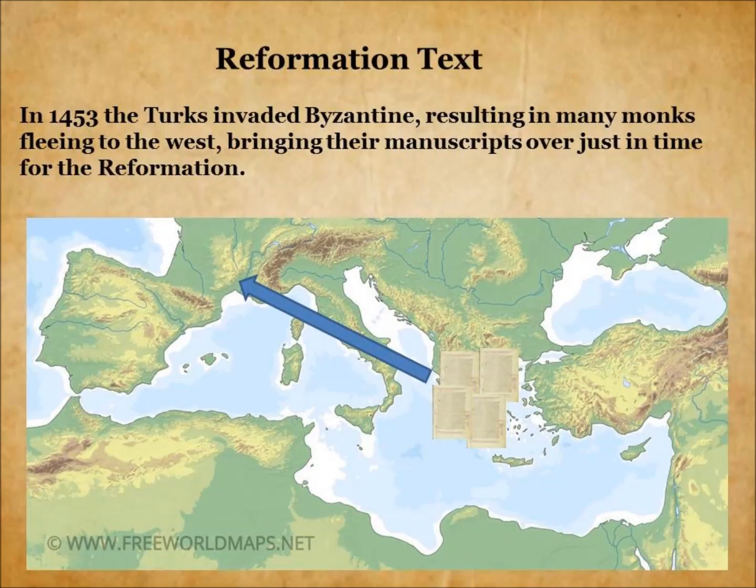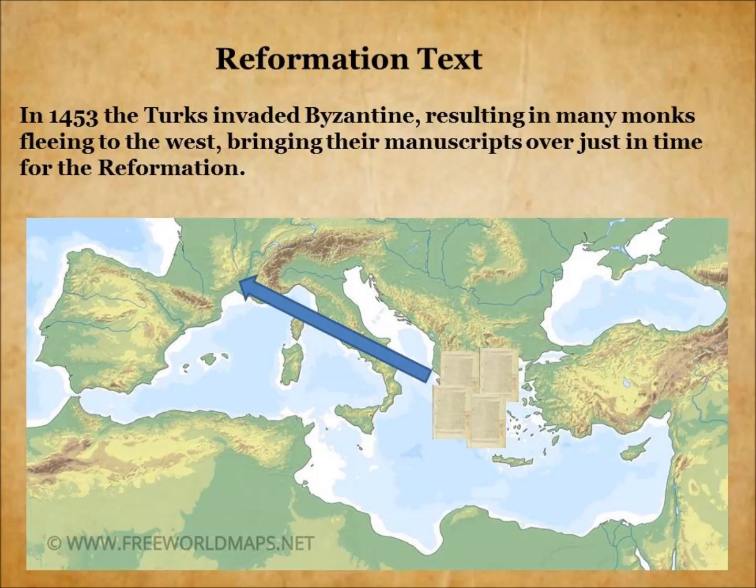The Reformation text was largely Byzantine in flavor, and why is that? In 1454, the Turks invaded Byzantium, resulting in many monks fleeing to the west, bringing their manuscripts over just in time for the Reformation. And this is important to understand because, once again, as we have reiterated, hopefully not to the point of ad nauseum, the Bible and the manuscript tradition exist in history. The Bible is a historical document. Understanding its history is important.